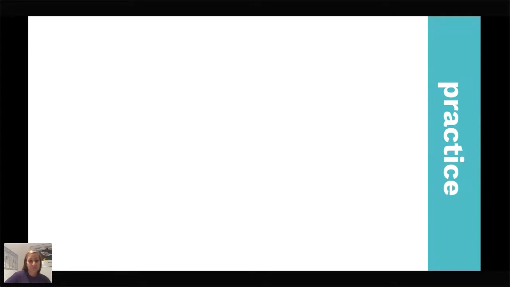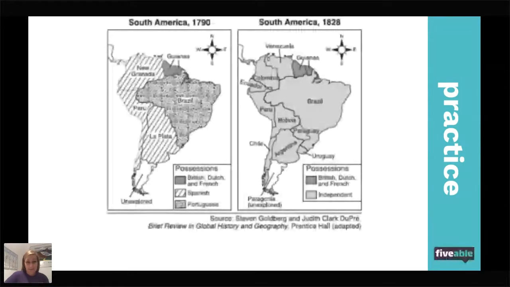Let's do another one. This is a map. This is 2 maps, actually. And so the first map says South America 1790, and the second one says South America 1828. Here's another one that doesn't really have a great title. It just says South America. Cool. I know that's South America, hopefully. So again, our first step, we can look at the source.